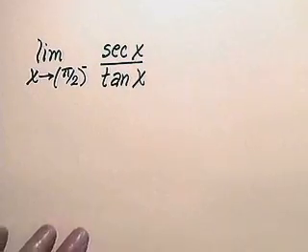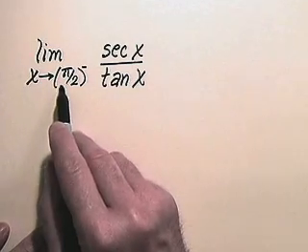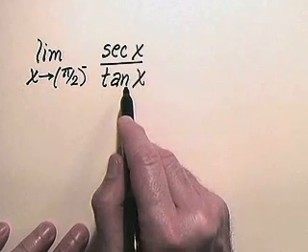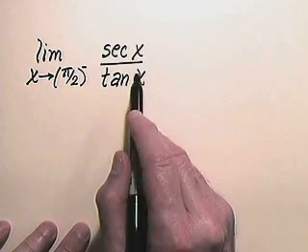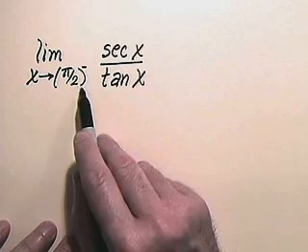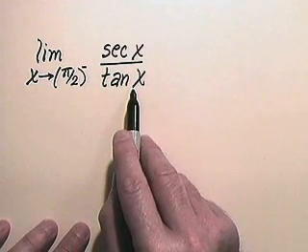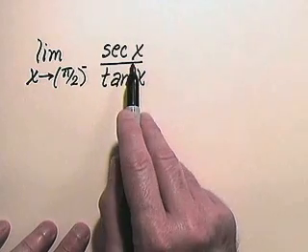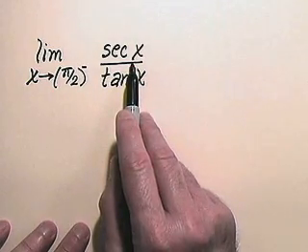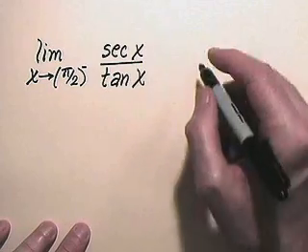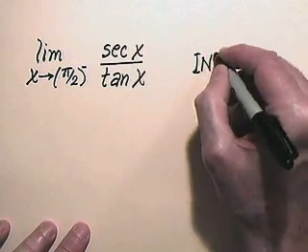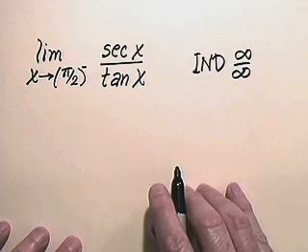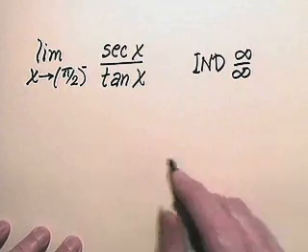Okay, here in this problem I want to compute the limit as x approaches pi over 2 from the left side of secant x divided by tangent of x. Well, as x gets close to pi over 2, tangent of x is going off to positive infinity as you come in from the left, and likewise secant of x is going off to positive infinity. And so this is an indeterminate form of the form infinity divided by infinity. And so we can apply L'Hopital's rule.